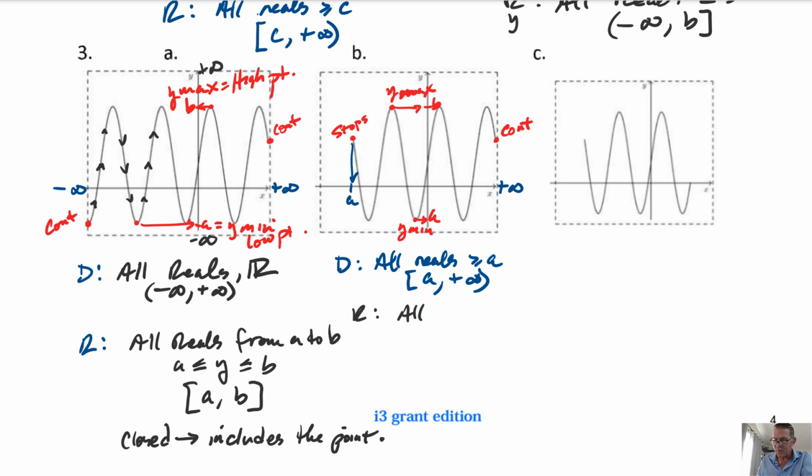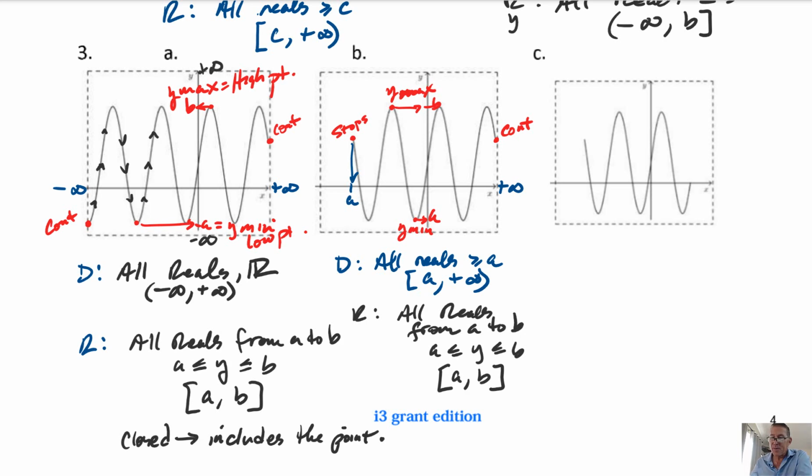So all reals from the minimum to the maximum, from A to B. Or you can say A is less than or equal to Y, which is less than or equal to B. That's using inequalities, or you can say closed A comma B. That means it includes A and B.